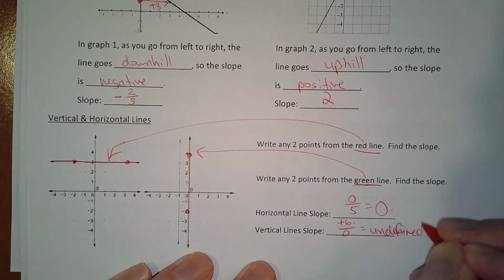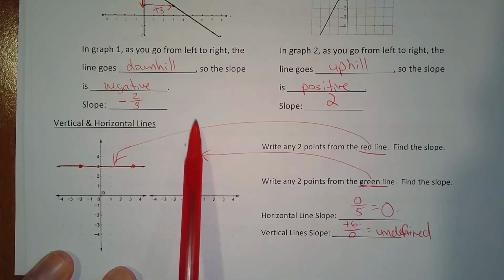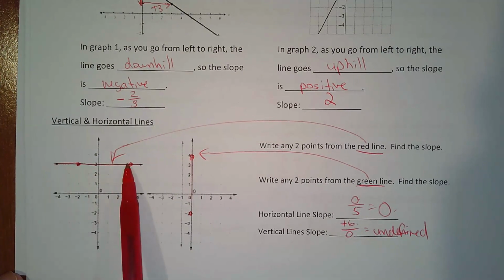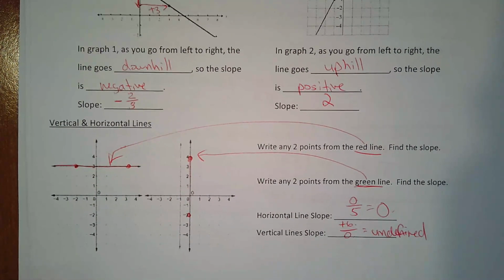So again, this is undefined slope. Anytime a line is vertical, it's undefined slope. Anytime it's horizontal, okay, it has slope. The slope is 0. This one doesn't have a slope. It's undefined. Okay.